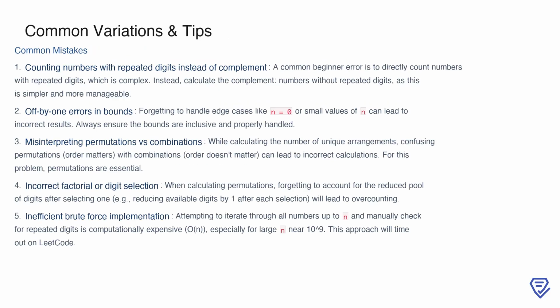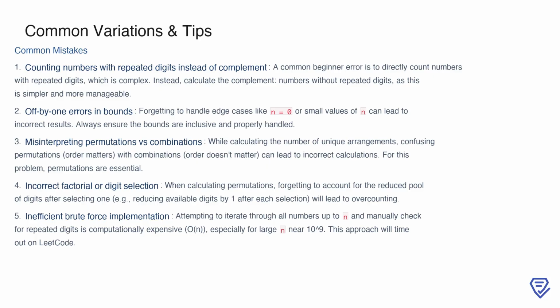When working on this problem, there are several common mistakes to watch out for. First, instead of directly counting numbers with repeated digits, which can be challenging and error-prone, focus on calculating the complement, the count of numbers without repeated digits. This approach is not only simpler but also more efficient.